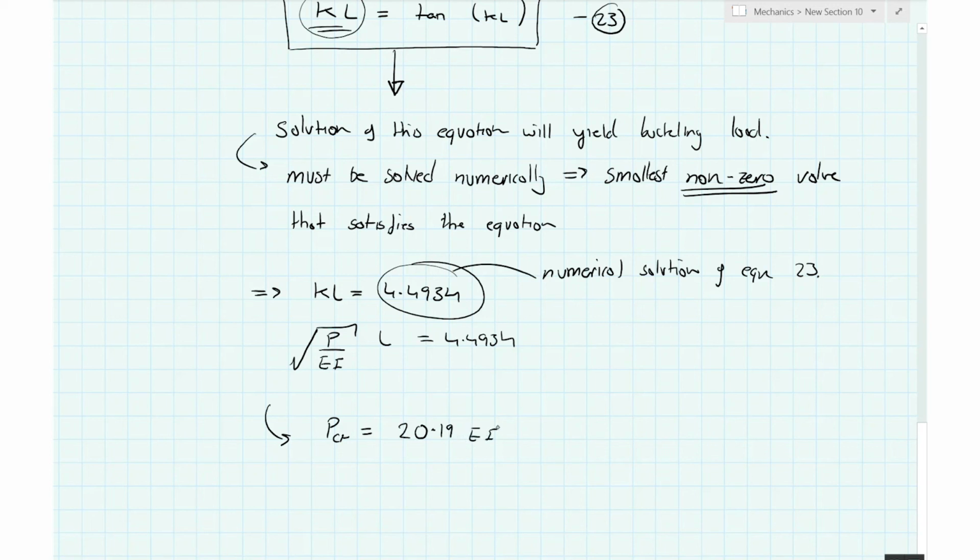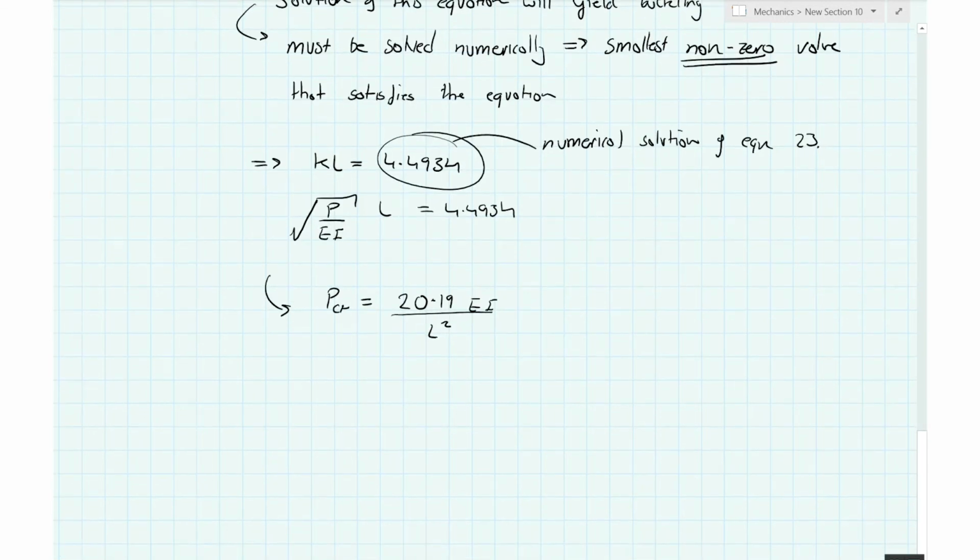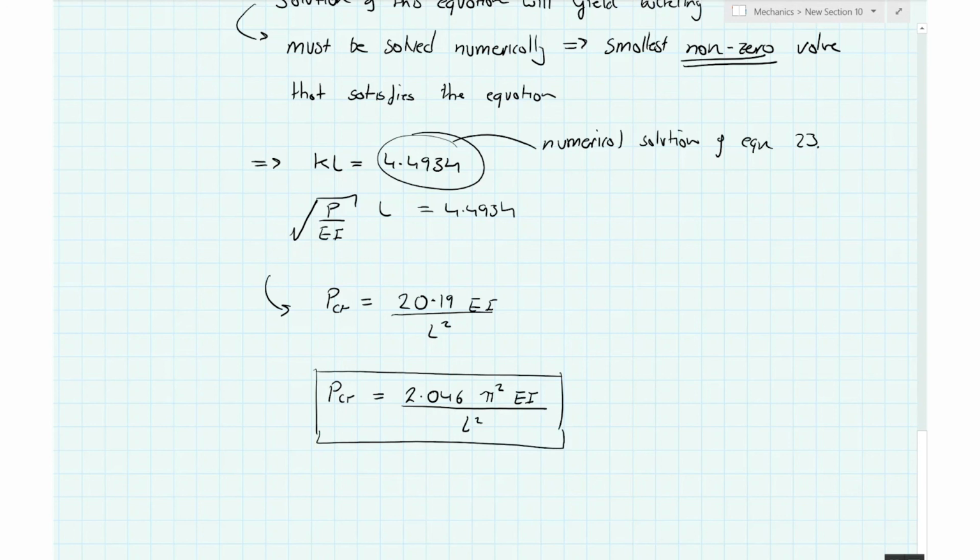EI over L squared. Now we have pi squared appearing in our other expressions for the critical load, so it will be helpful to get a comparable expression. So we could alternatively write that PCR is 2.046 pi squared EI over L squared. So that's what we were after.